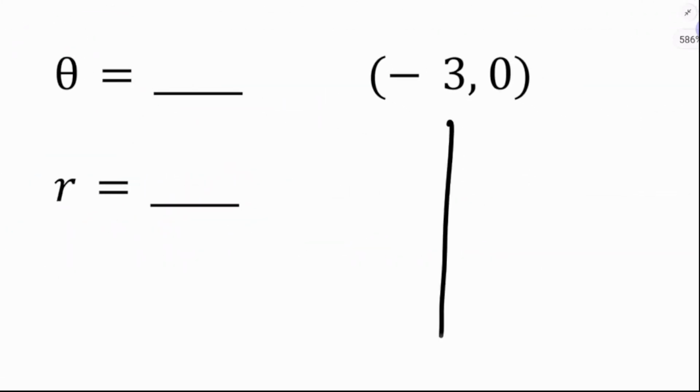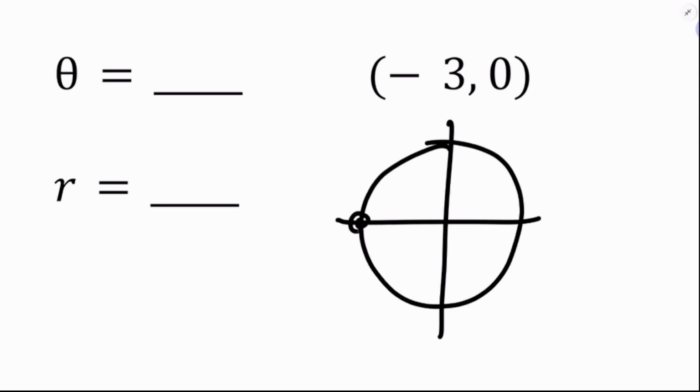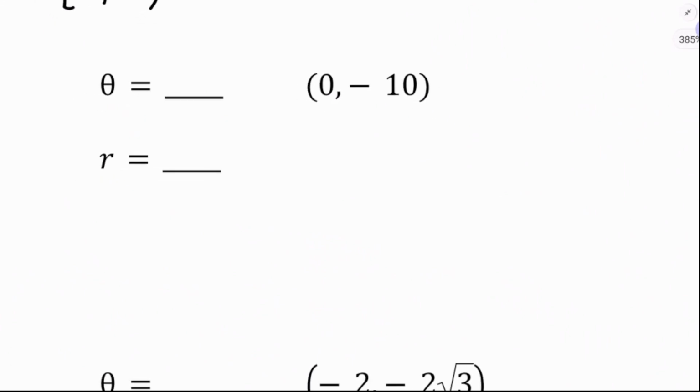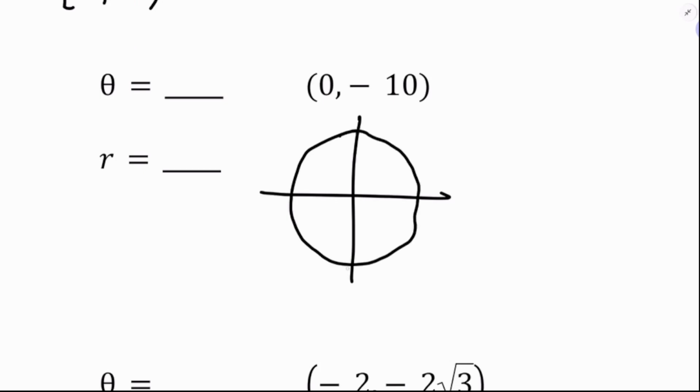I'll draw the diagram for each of these. Okay, this looks like theta equals pi, right? Because we're going all the way over here. Theta equals pi. R is the radius of the circle. That's looking like it's going to be 3. Okay, over here is 0 and negative 10. X is 0, y is negative 10, so that's all the way at the bottom. Okay, that's theta equals 3 pi over 2. And r is that vertical distance, so that would be 10.